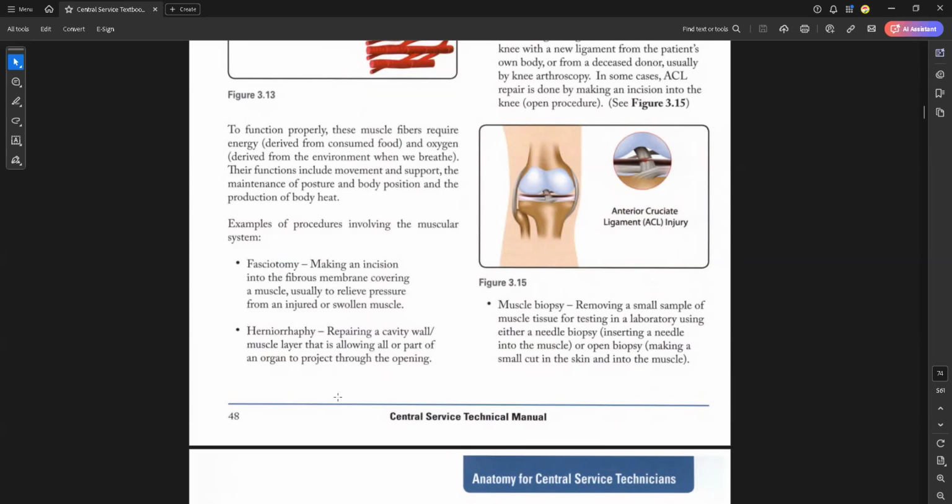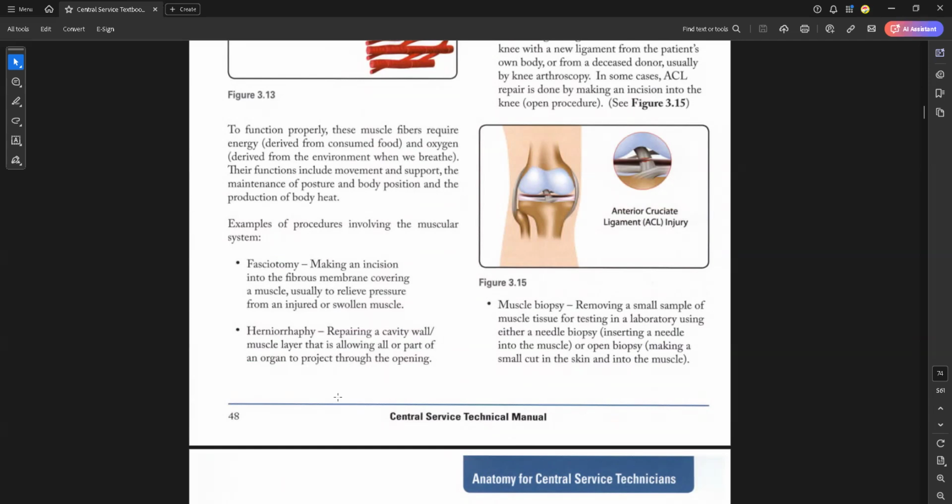This is the reason I said that there is no medical terminology without a root, but you can have a medical term with a root and suffix, or root and prefix. You can never have just prefix and suffix, never. There will surely be a root, and this is a very good example. Fasciotomy: make an incision into the fibrous membrane covering a muscle, usually to relieve pressure from the injured swollen muscle.